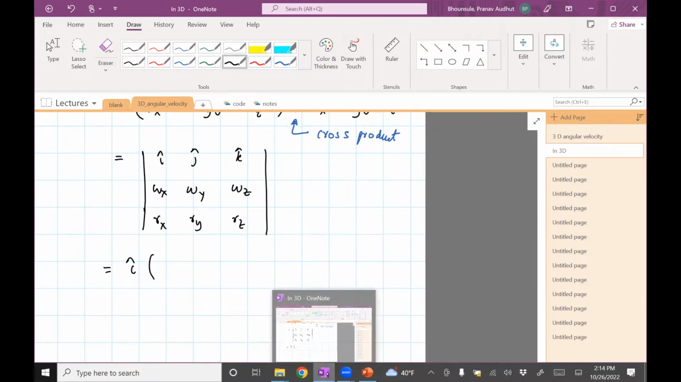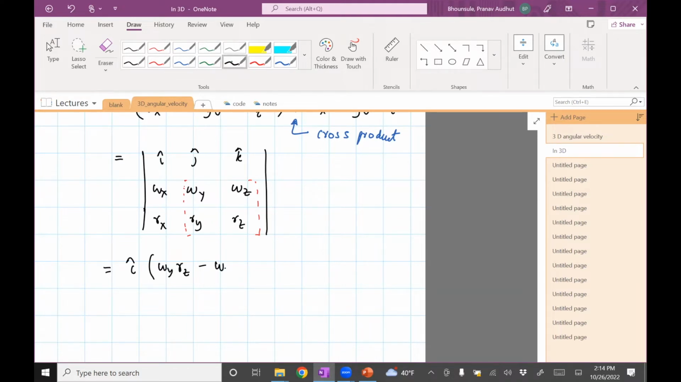So to compute the i component, you essentially hide the row and column corresponding to i. So you hide i, omega x, rx, and you'll be left with this 2 by 2 matrix. And so you just take a cross multiplication. So you find the determinant of that. That would be omega y rz minus omega z ry.